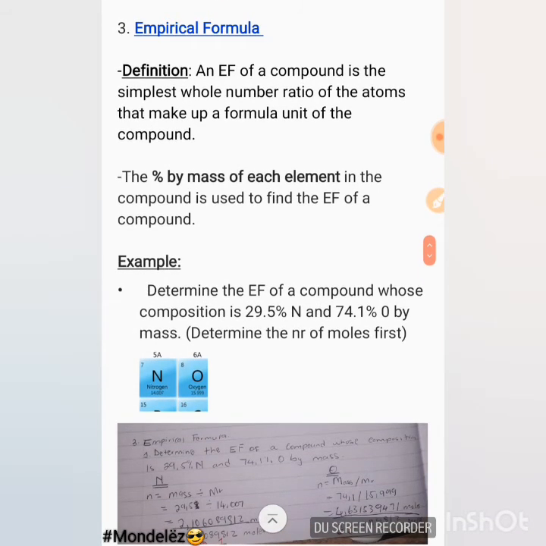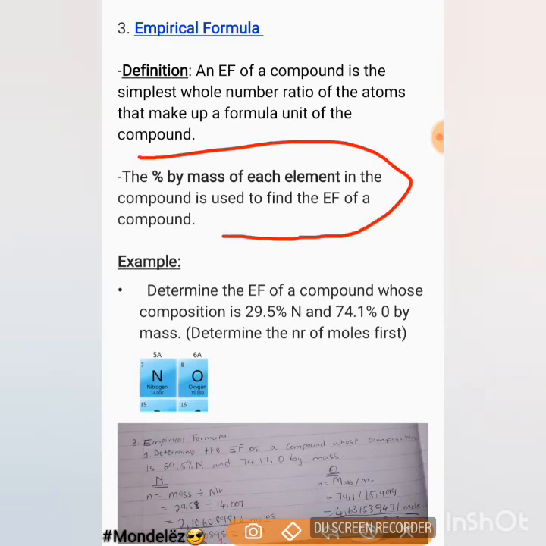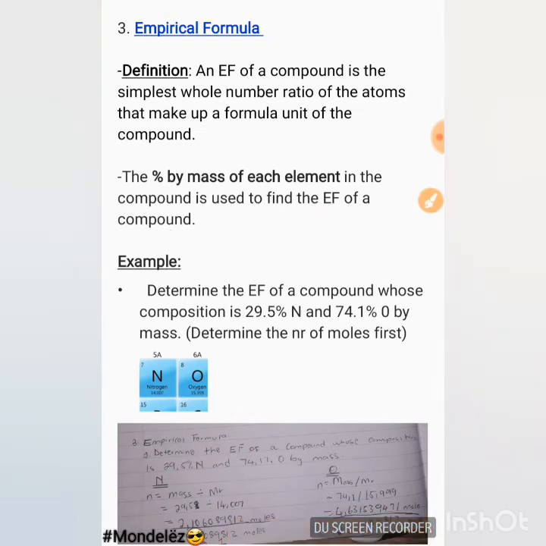And now we look into the empirical formula. Now, what is an empirical formula? An empirical formula of a compound is the simplest whole number ratio of the atoms that make up a formula unit of the compound. Okay? So, the percentage by mass of each element in a compound is used to find the empirical formula of a compound. We're going to use the percentage by mass of each element to find the empirical formula.